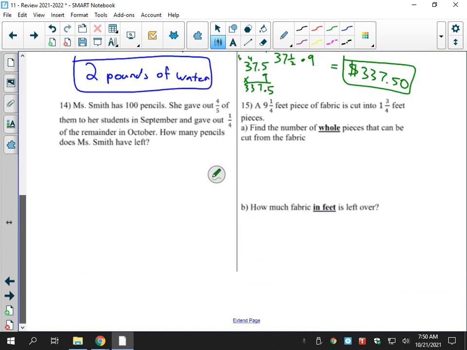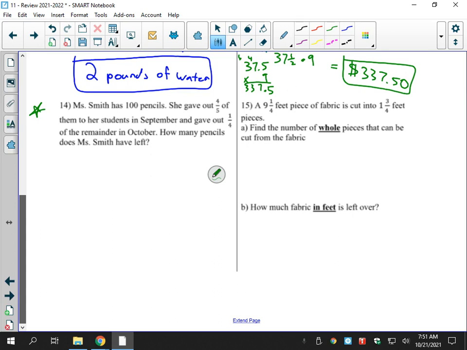Okay, 14. Big important word problem number 2 we went over. Put a star next to this. We can bet money we're going to see this on the test. Miss Smith has 100 pencils. She gave out 4/5 of them to her students in September and gave out 1/4 of the remainder in October. How many pencils does Miss Smith have? So she has 100 pencils. She gave out 4/5 of them to her students in September.